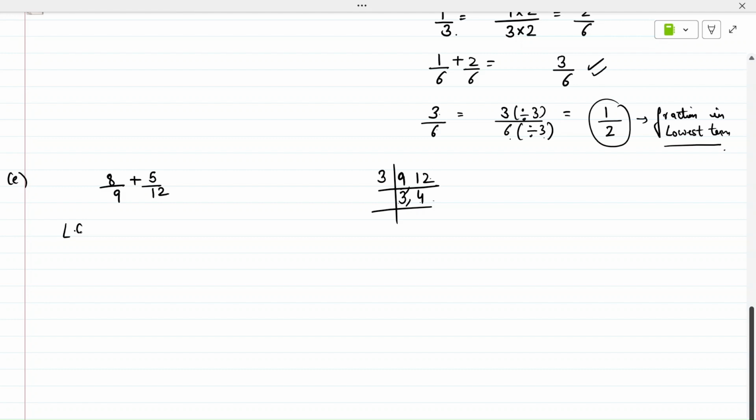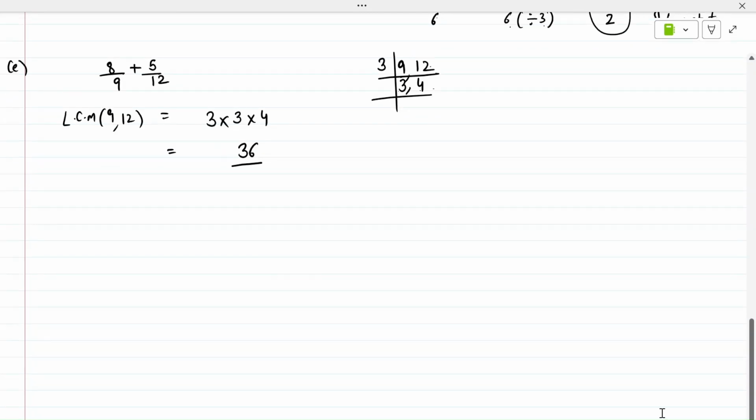So what will be our LCM? LCM of 9 and 12 will be this 3 multiplied by this 3 and this 4. 3 into 3 is 9, 9 into 4 is 36. Okay, so our LCM is 36 here. Now what do we have to do? Change the given fractions into like fractions. So for 8 by 9, to make 36 in the denominator, we have to multiply 9 by 4, and with the same number we have to multiply the numerator also. So here we have 32 and here we get 36, right?